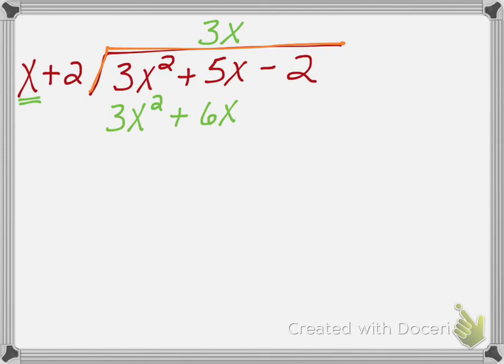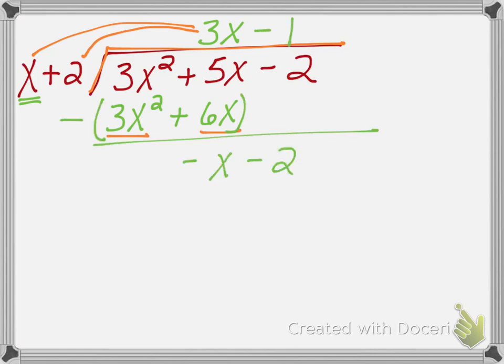And then we take 3x times x, and that gives us 3x squared. And 3x times 2 gives us 6x. We're going to subtract that polynomial, and I end up with negative x minus 2. And again, we only look at our leading terms. What do I need to multiply x by to get negative x? That would be negative 1.